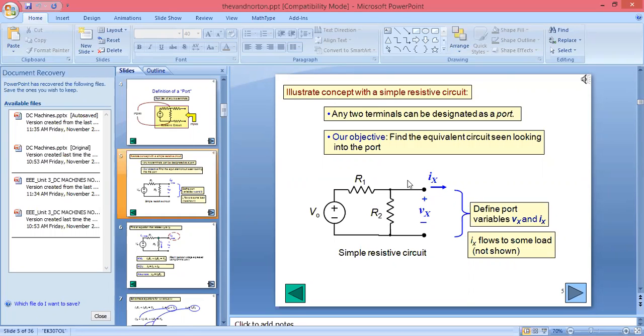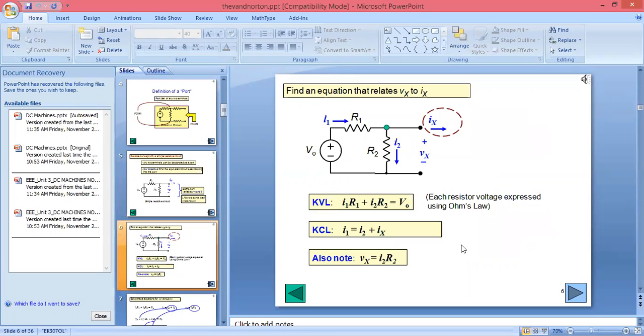If you see, here we have a voltage source and two resistors. So here we can define a port, which is nothing but these two terminals. We can define the voltage across that port as Vx and the current flowing through that port as Ix. If we connect a load in series with this port, current will flow to that load.